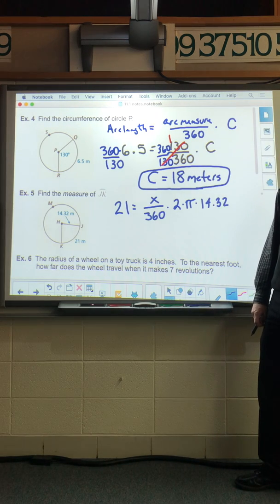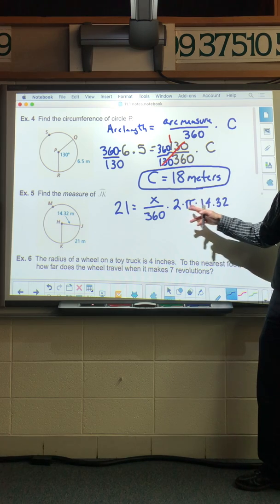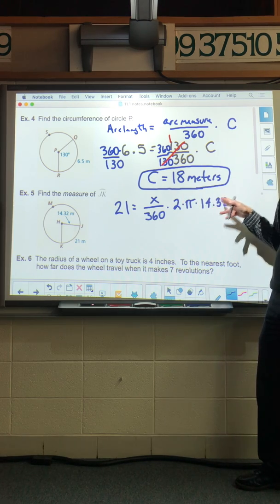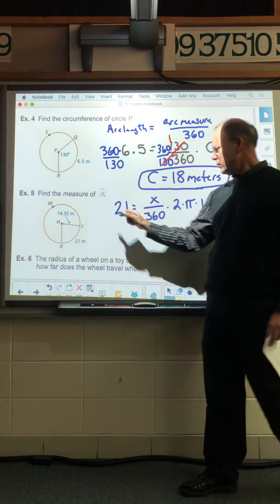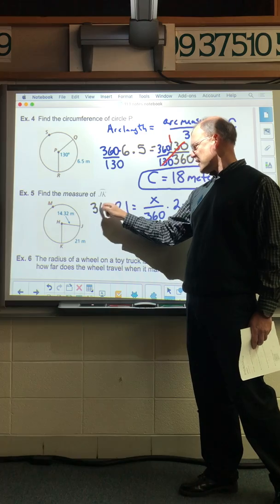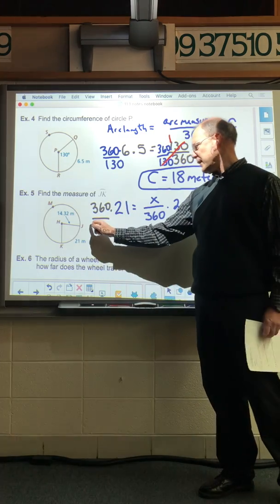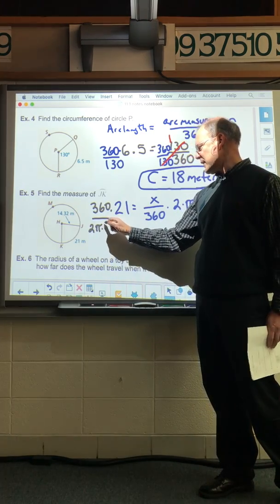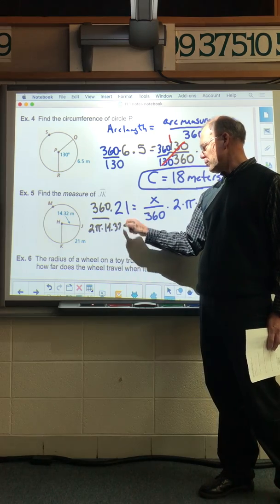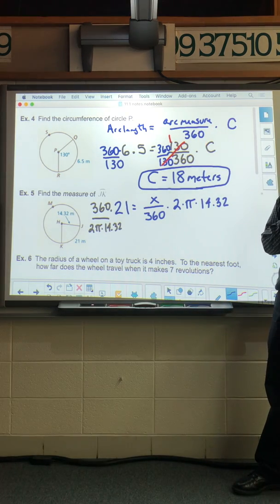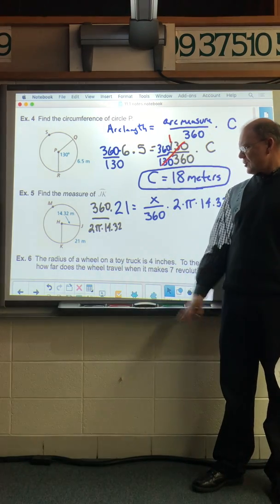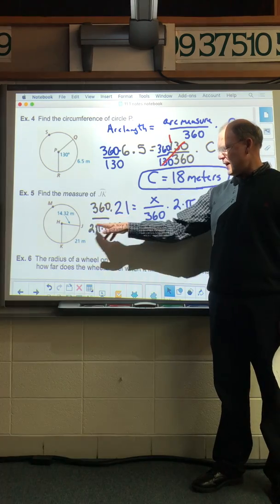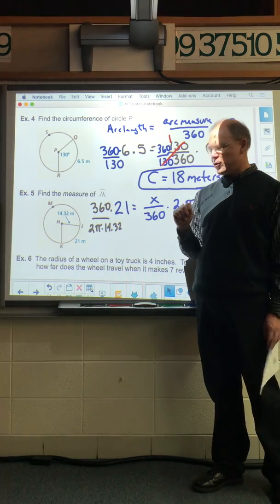Okay, so again, I'm going to multiply by the reciprocal. So this is 2 times pi times 14.32 over 360. So the reciprocal would have 360 on the top, and 2 times pi times 14.32 in the denominator. Okay, so I'll do 21 times 360 divided by 2 times pi times 14.32.